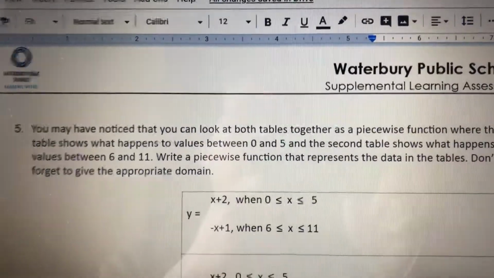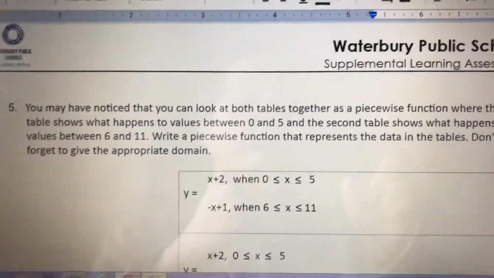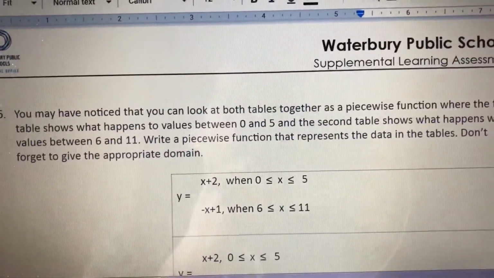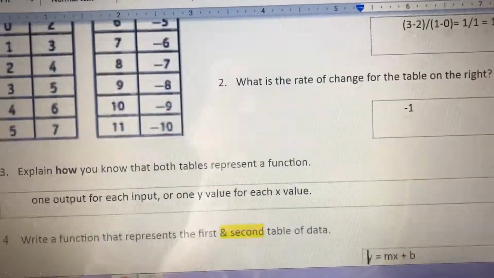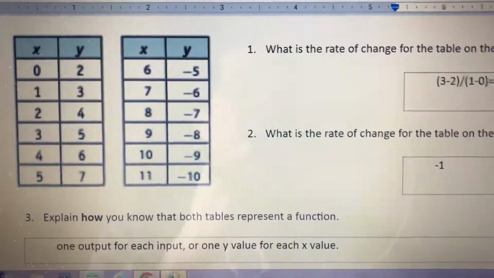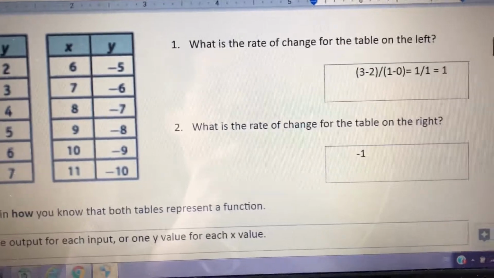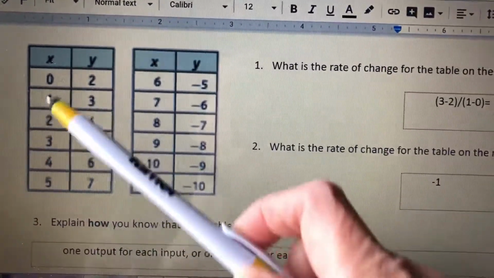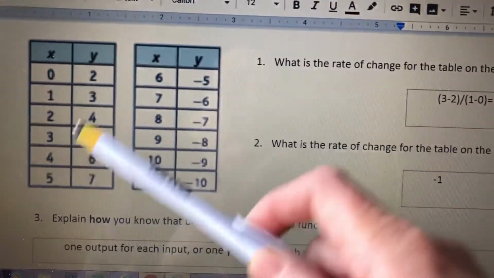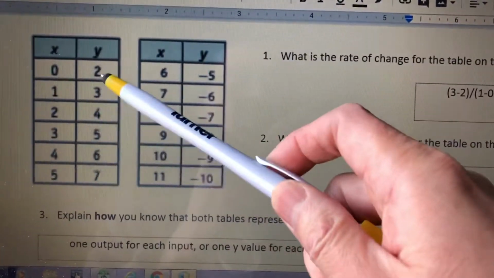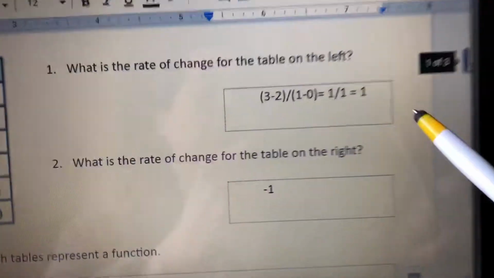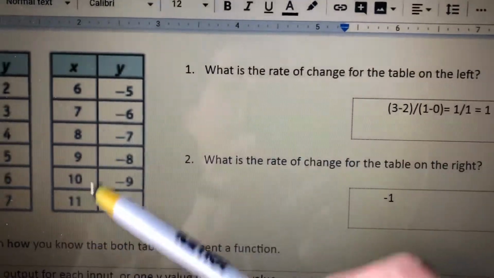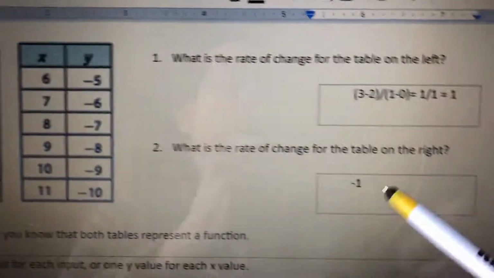In the last assignment, on number 5, you encounter a piecewise function. Right before that, it gave you 2 tables, and then it asked you for the rate of change. So you come up with the first one as x increased by 1. Anywhere here, you notice that it increased by 1, so the slope is 1. Okay, 1 over 1. The second one is as x increased by 1, it drops by 1. So that's why you have minus 1.